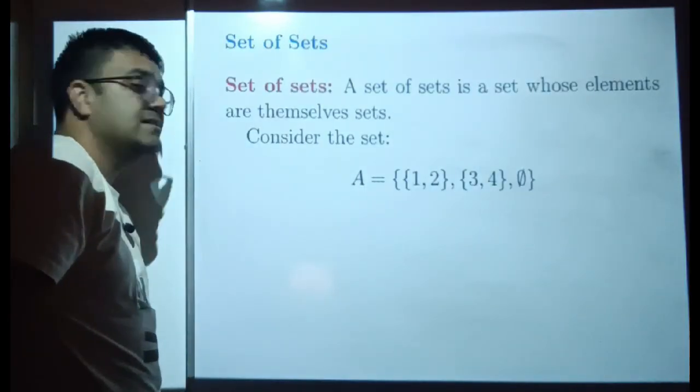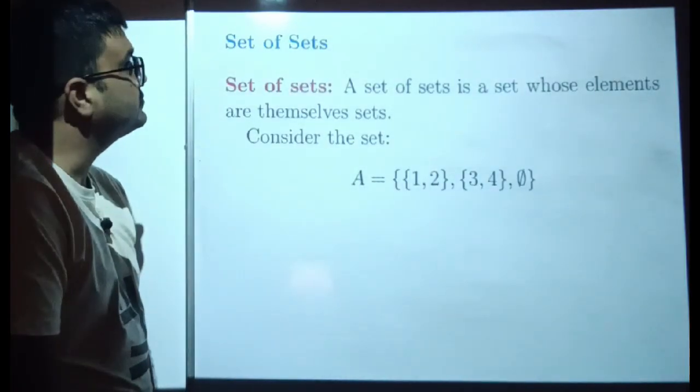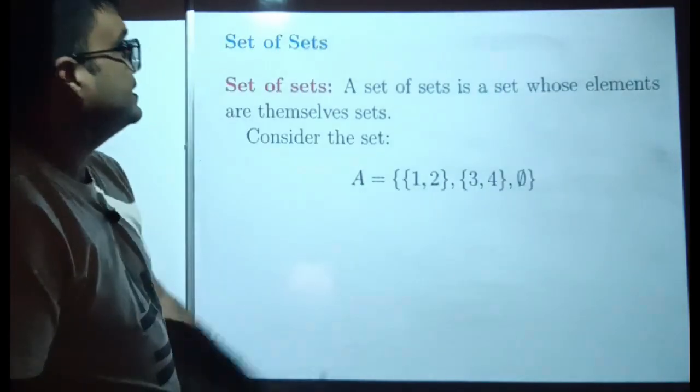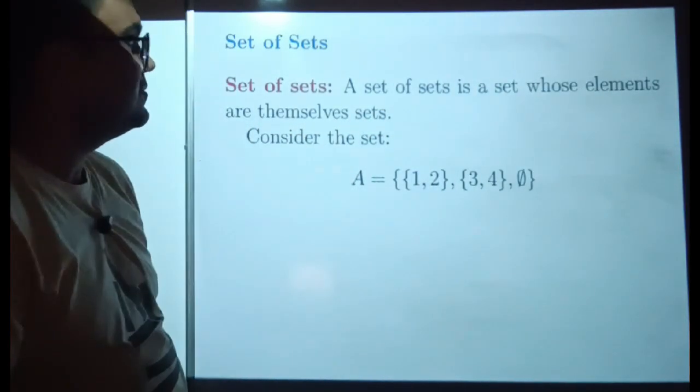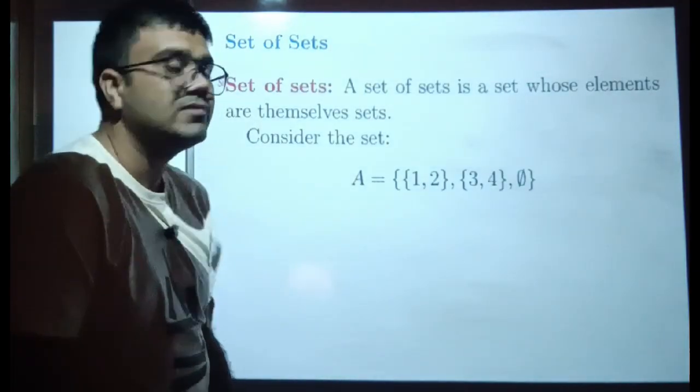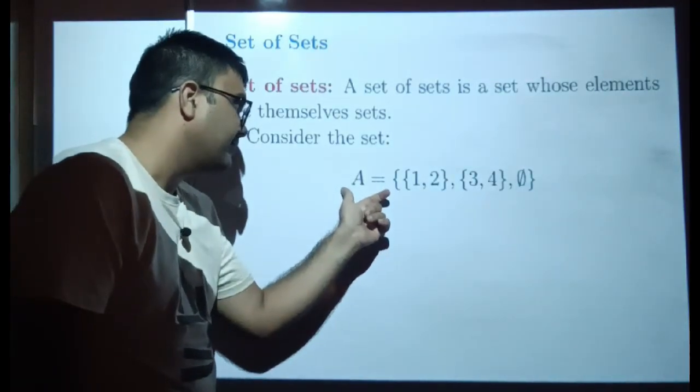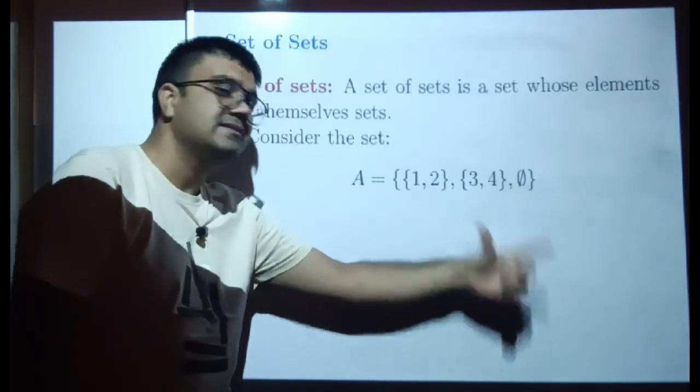Next we have is set of sets. So we are saying a set of sets means a set whose elements themselves are sets. So if we consider a set A, now the elements, look at this set over here.